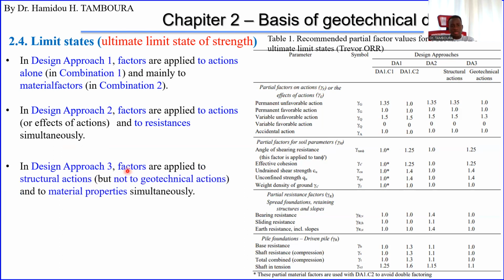In design approach 3, the factors are applied to the structural action, but not to the geotechnical action, and to the material property also at the same time. Okay, structural action and geotechnical action.